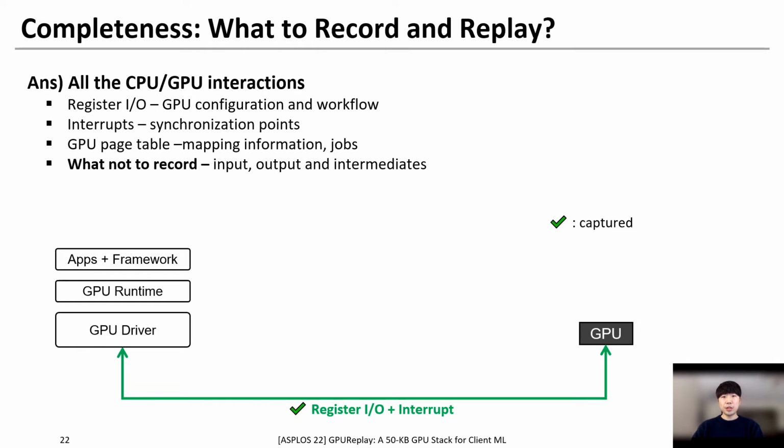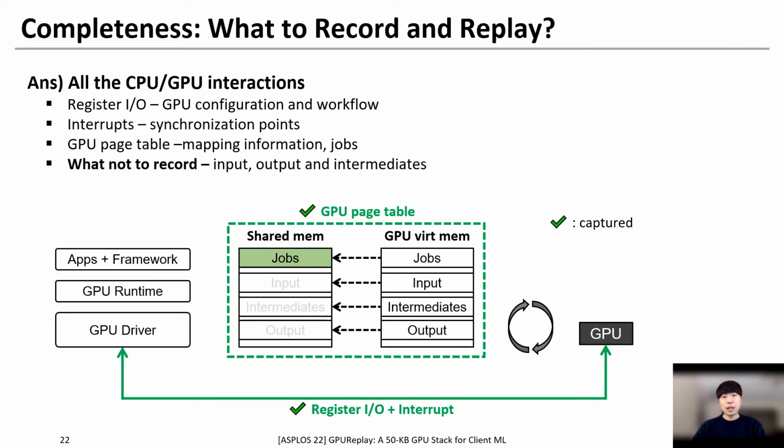Now let's take a look into some details of GPUReplay. One may have questions about what to record and replay for completeness. Our answer is all the CPU and GPU interactions. For instance, the recorder captures every register I/O as the register I/O sets up the GPU to be ready for computation. Combined with the interrupt, the register I/O also manages a GPU workflow. On top of that, we capture the GPU page table as it contains all the mapping information.